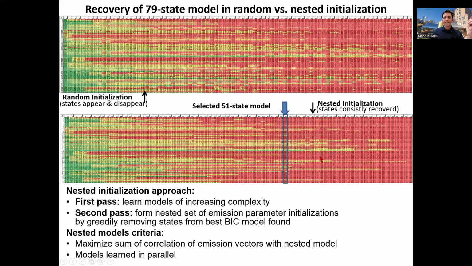But in the nested initialization, what you basically see is that as soon as you get 7 states, you recover that, and then you never lose it again. And this one state, you recover maybe at, I don't know, 41, and then you never lose it again, and so on and so forth. Is everyone with me here? So basically, the model is much more robust because it doesn't depend on that random initialization capturing every single one of those rare states. Make sense?